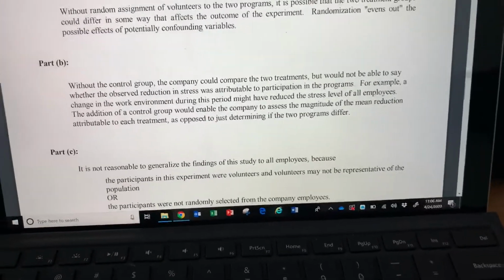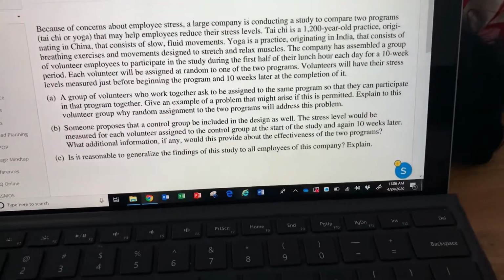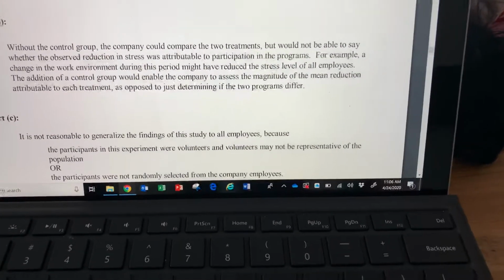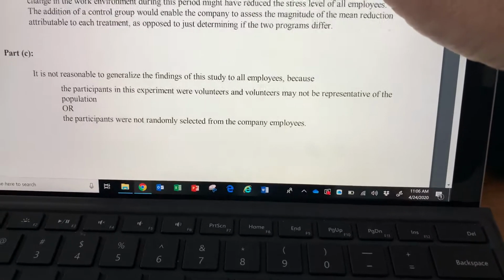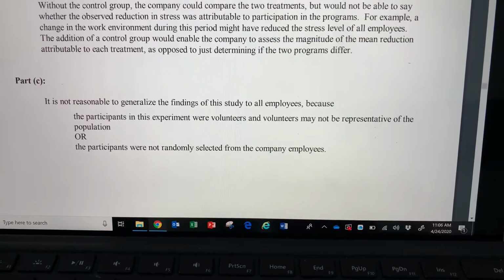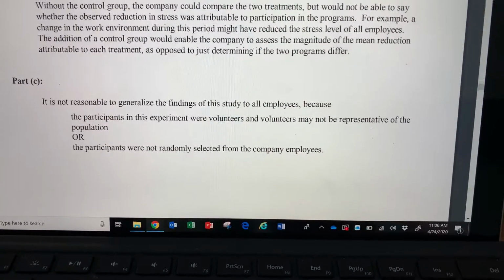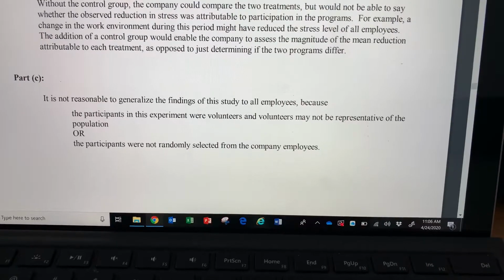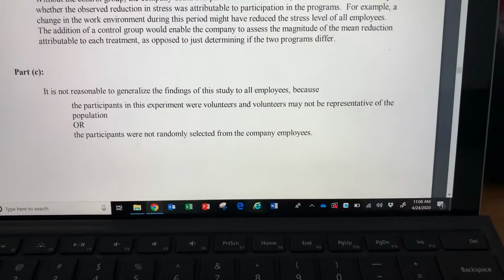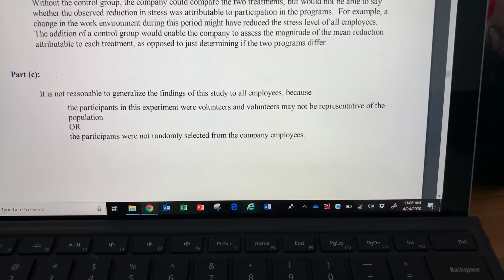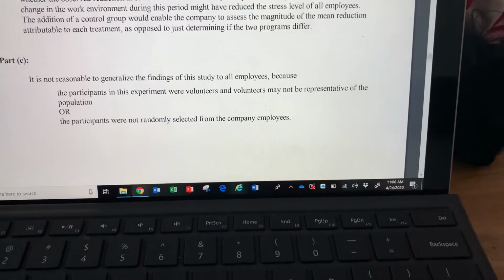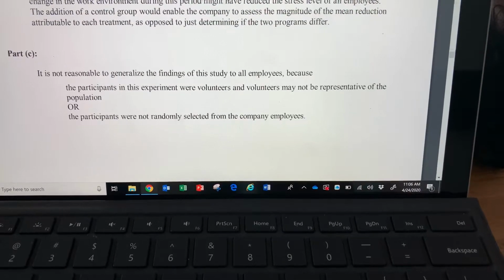Okay. Part C says, is it reasonable to generalize the findings of the study to all employees in the company? They gave a couple of different answers for this one. They said it's not possible to generalize the findings of the study to all employees because participants in the experiment were volunteers and volunteers may not represent the population. For sure, people who volunteer maybe have some other reason, some other factor that's causing them to do that. And that might be why their stress level is going down.